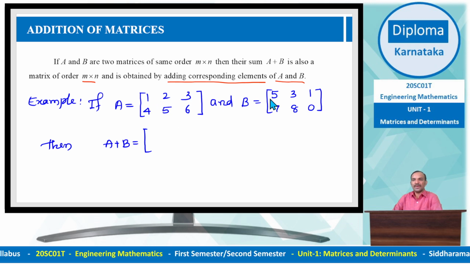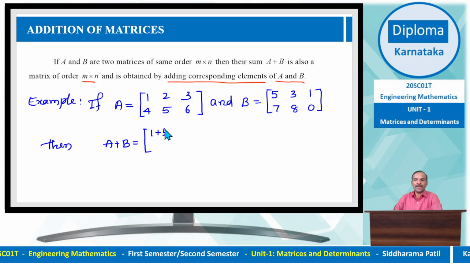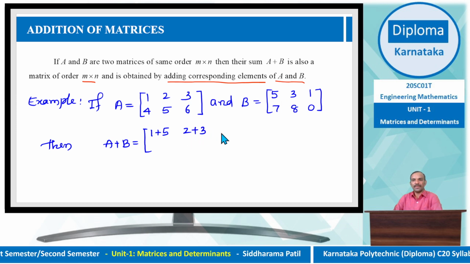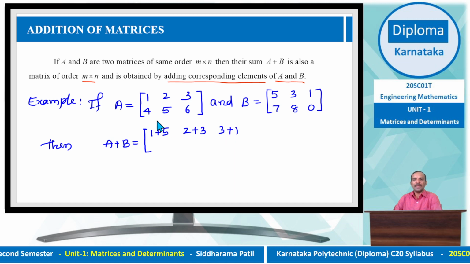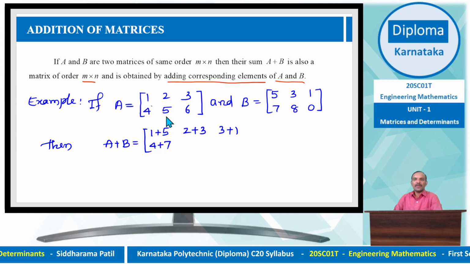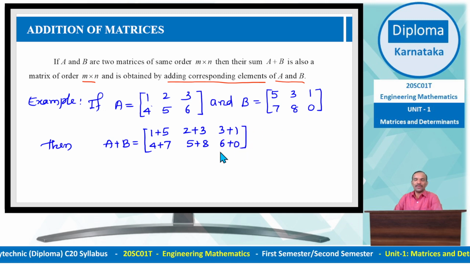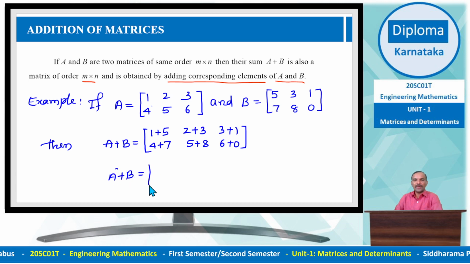1 plus 5. Second element 2, 2 plus 3. Next 3 plus 1. Next second row 4, here it is 7, 4 plus 7. Next 5, here it is 8, 5 plus 8. 6, here it is 0, 6 plus 0. Finally A plus B is equal to what? Just simplify.